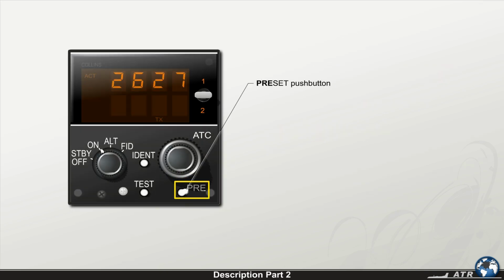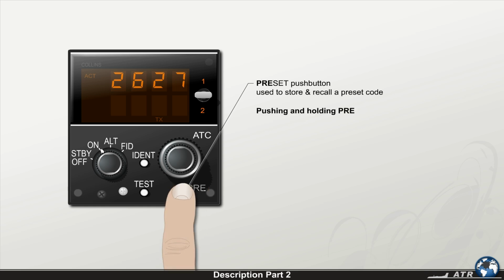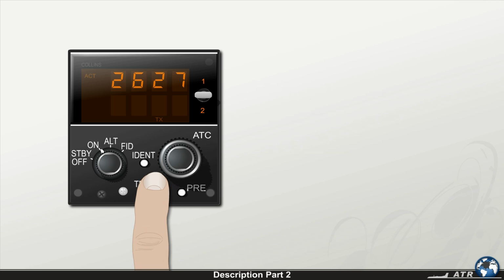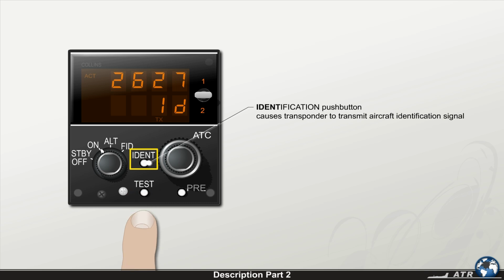The Preset push button is used to store and recall a preset code. Pushing and holding the preset button while selecting a code will store the code. Momentarily pressing the preset button will recall the stored code. Momentarily pressing the identification button causes the transponder to transmit the aircraft identification signal.